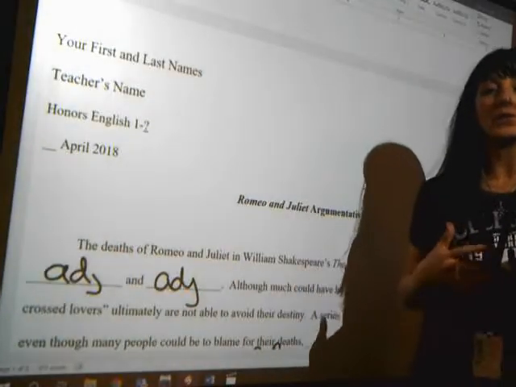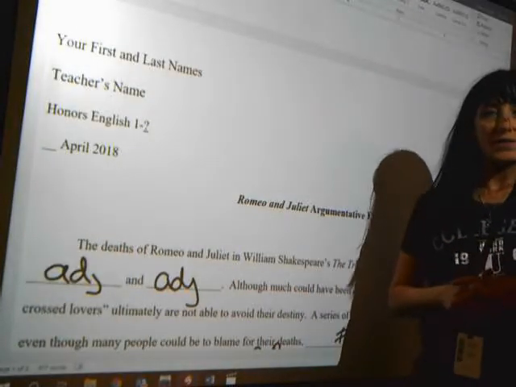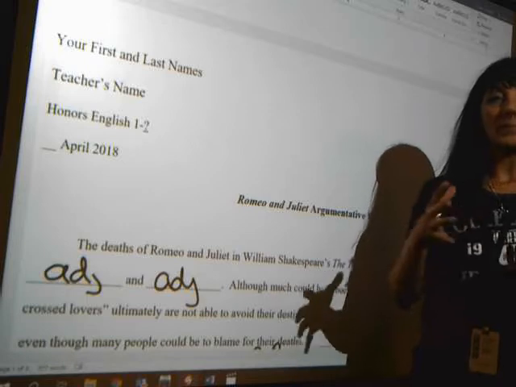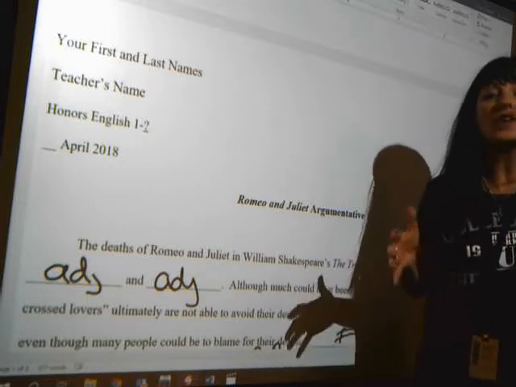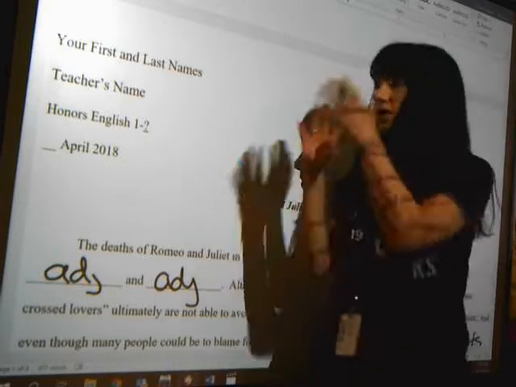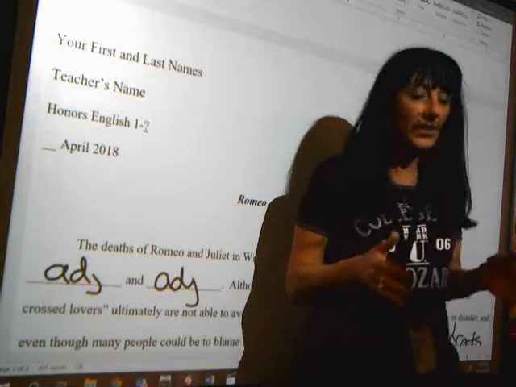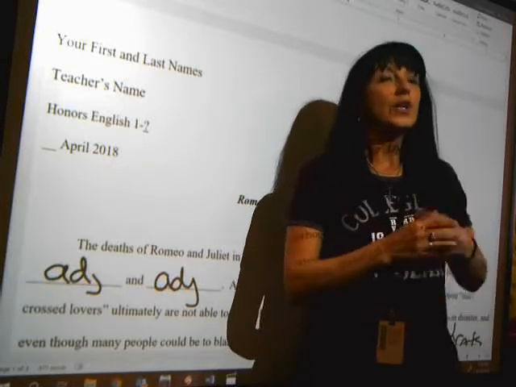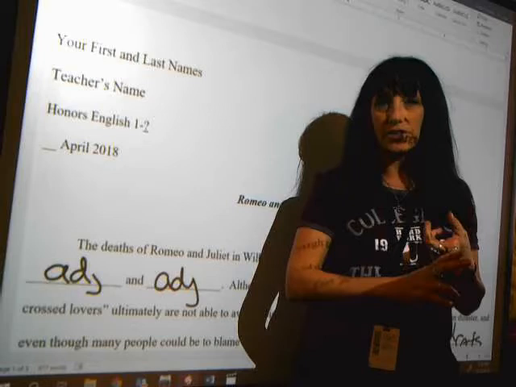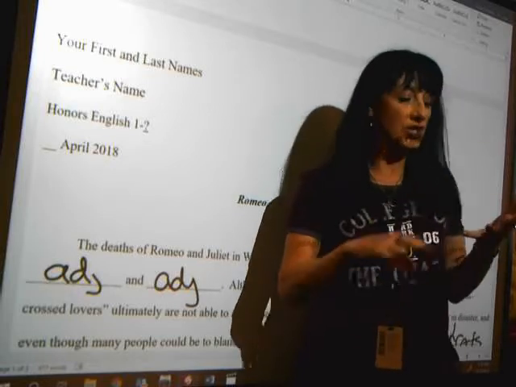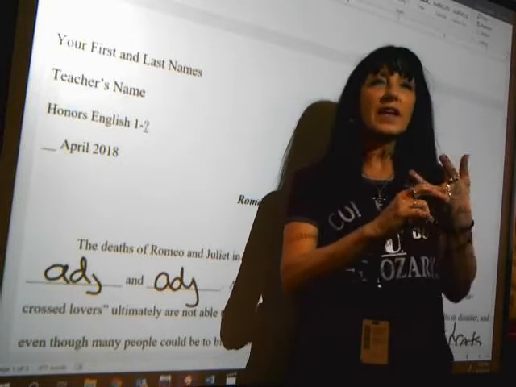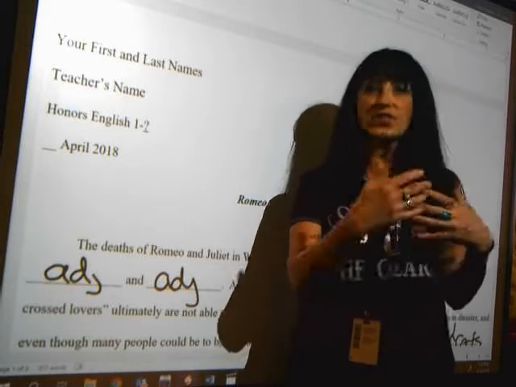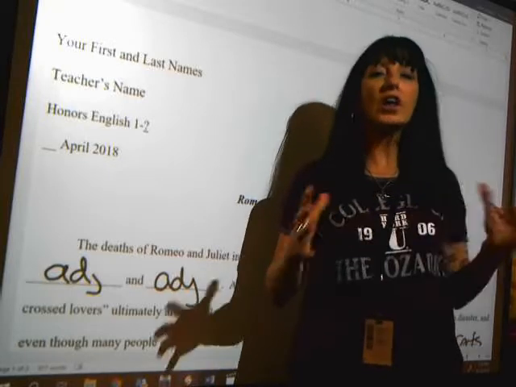Right, so we're going to start the Romeo and Juliet argumentative essay. You already have your outline, which should be completely filled in. You should have all of the information that you need to complete this essay at your fingertips because of the outline that you created in class. So you should have the characters already listed, each in their own section. You should have the text evidence that you're using, your reasons, your text evidence, your connection, all of those things.